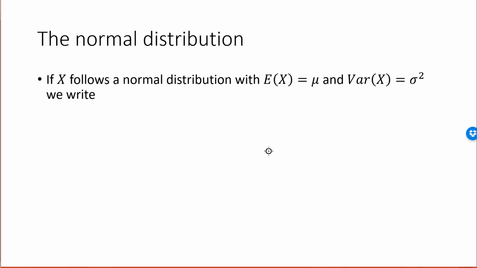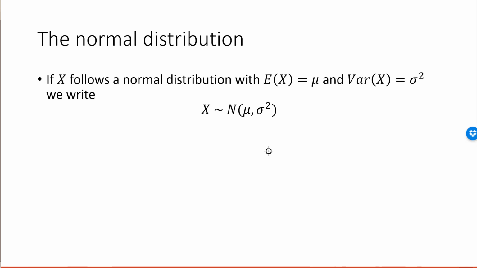So let's just summarize a couple of notes from the normal distribution. If x follows a normal distribution and it has an expected value mu and a variance sigma square, then we are going to use this notation. And again, just be careful because some authors would actually use the notation normal mu sigma instead of sigma square, putting the standard deviation as the second argument.